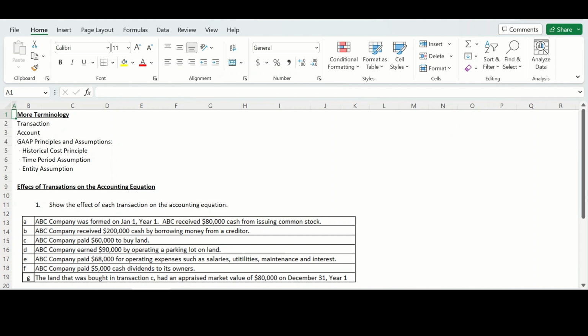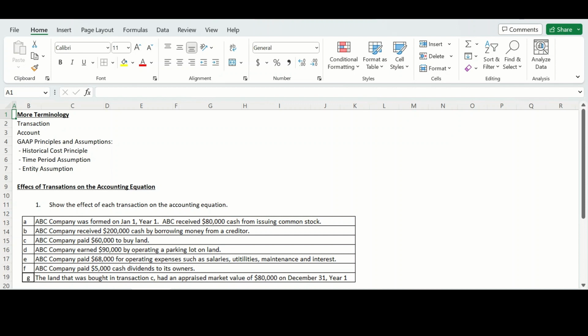And then we have an account, which is a written record of the increases, decreases, and balances of an item. For example, a cash account will only have cash transactions. So any transactions that were paid in cash or any services that were provided in cash, you got an increase of cash, that'll show up in the cash account as well.